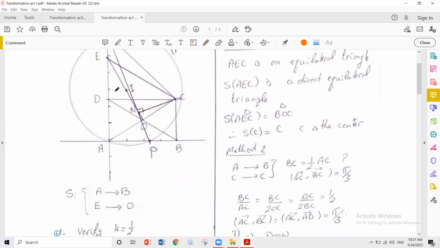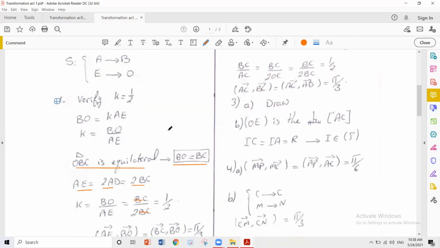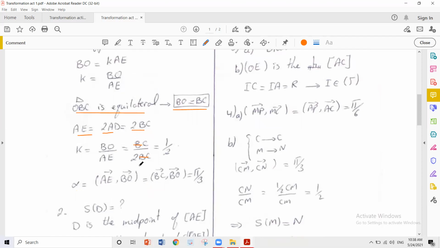Instead of AE, which vector has the same direction and sense as AE? What can I put instead of AE? I can put vector BC. Vector AE and vector BC have the same sense and direction. So the angle (AE, BO), instead of AE I can put BC, is (BC, BO), which is pi over 3.